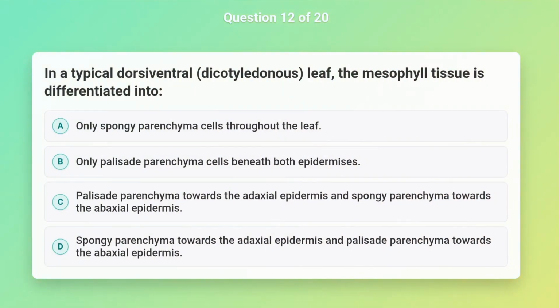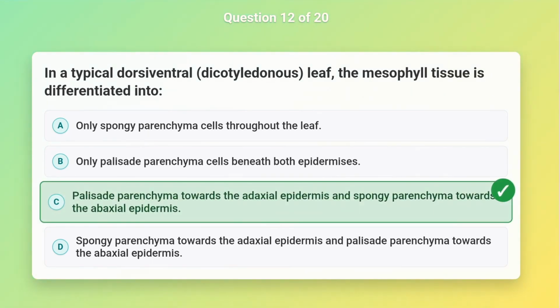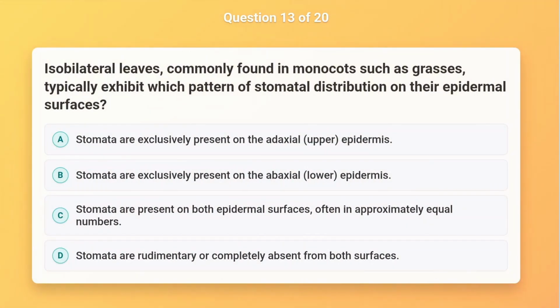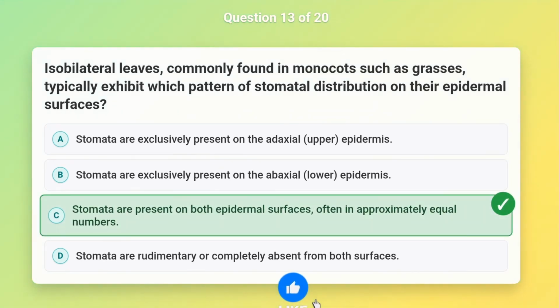In a typical dorsiventral, dicotyledonous leaf, the mesophyll tissue is differentiated into palisade parenchyma towards the adaxial epidermis and spongy parenchyma towards the abaxial epidermis. Isobilateral leaves, commonly found in monocots such as grasses, typically exhibit which pattern of stomatal distribution on their epidermal surfaces? Stomata are present on both epidermal surfaces, often in approximately equal numbers.